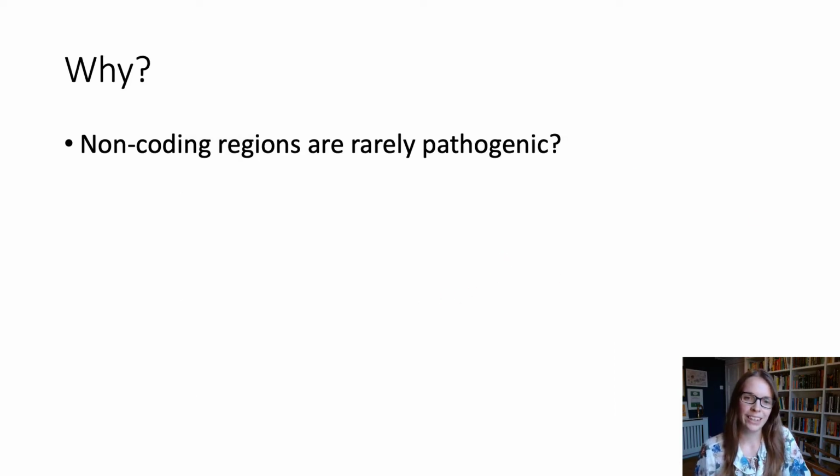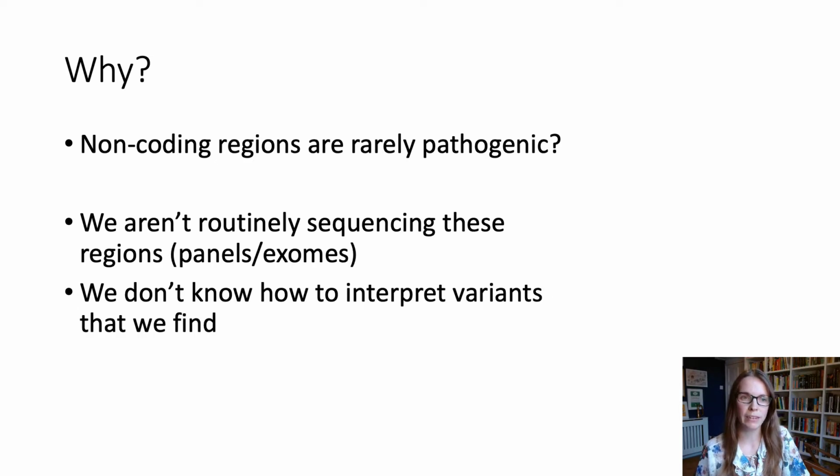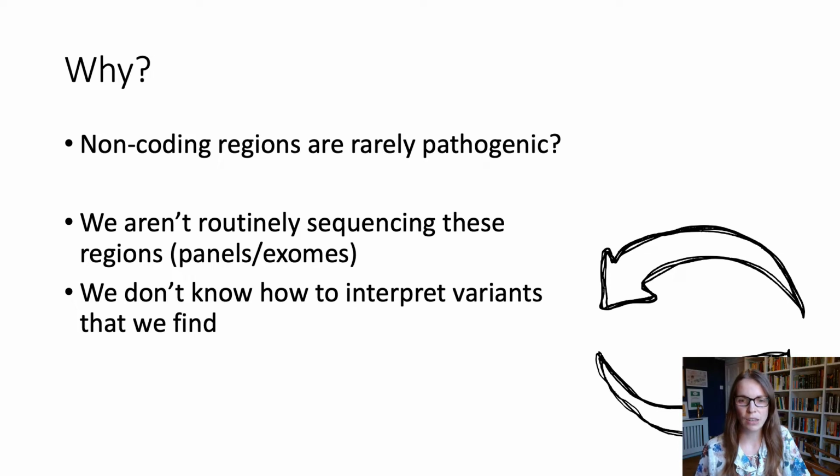So why do we see this under-ascertainment? You could say that variants within non-coding regions are rarely pathogenic. I would argue that we actually don't know this yet, and it's definitely going to be the case that a smaller proportion of the total number of variants are going to be pathogenic or have large effects. But what is more likely the problem here is that we aren't routinely looking for these variants. We're not routinely sequencing non-coding regions as we're using panel and exome sequencing. And even if we are sequencing, we often are bioinformatically excluding everything but the coding sequence, primarily because we don't know how to interpret the variants that we find within these regions. And this is a self-fulfilling prophecy.